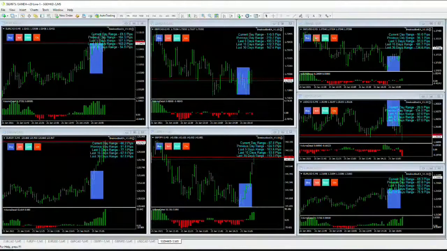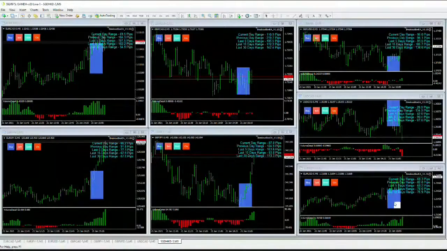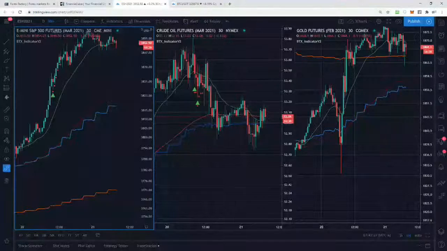Nope, hang on. That's the Forex screen. You can see we've got some nice breakouts already shooting through here this morning on the Forex side of things, but we're not here to talk about Forex. We're here to talk about futures.